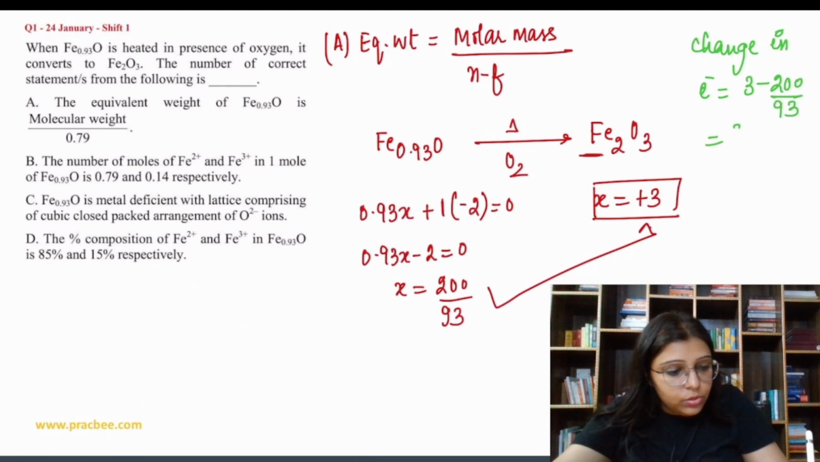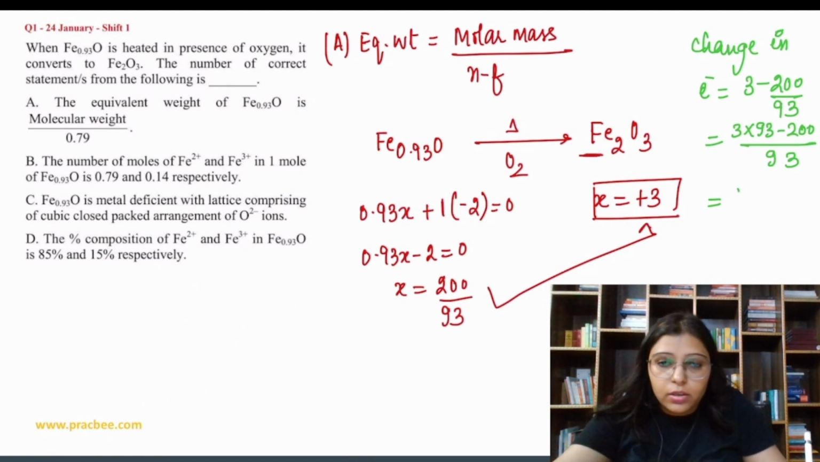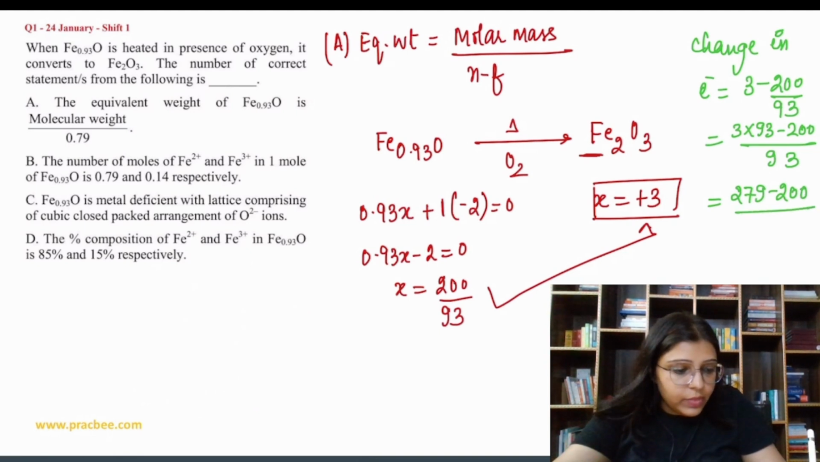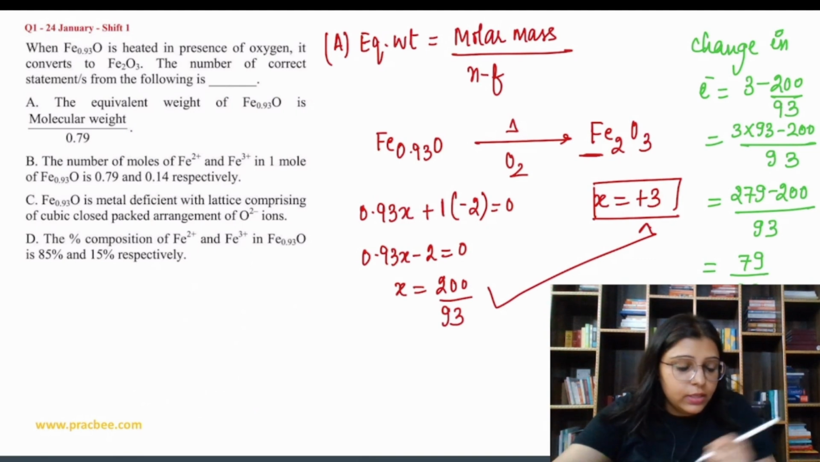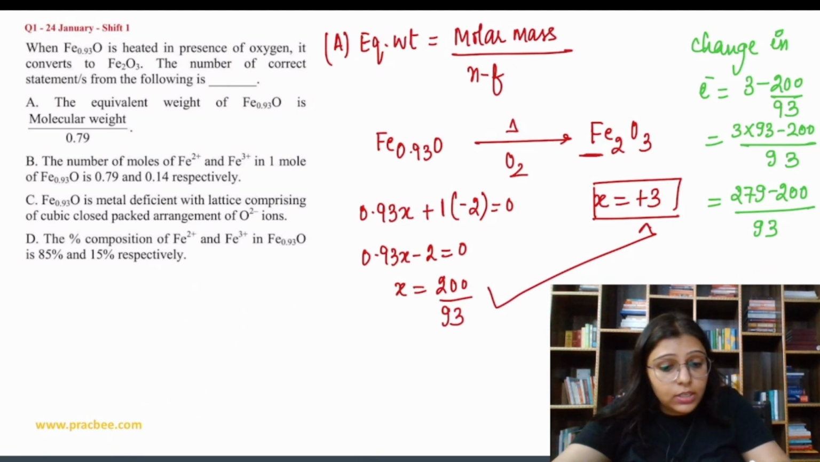Which is equal to 3 into 93 minus 200 upon 93. On solving, we get 279 minus 200 upon 93, and this is going to be 79 upon 93. Clear? So this is the change in electron, that is equal to 79 upon 93.